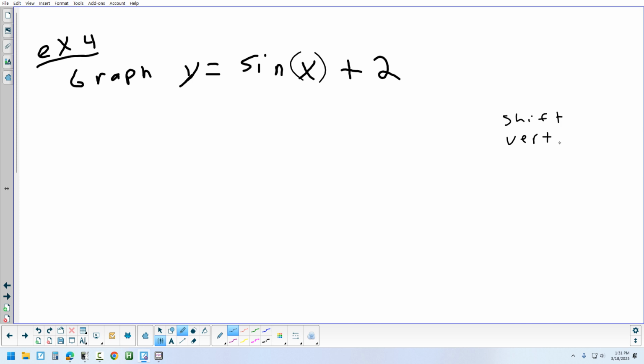There are only 4 different options: a vertical shift, a vertical stretch, a horizontal shift, and a horizontal stretch. Those are the 4. Since we are shifting vertically, which column stays the same? The x's. Yep. And it's 0, pi over 2, pi, 3 pi over 2, 2 pi.